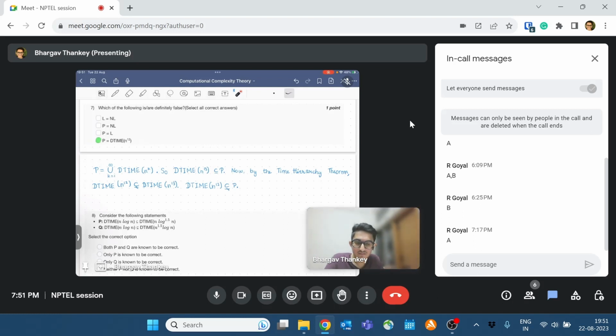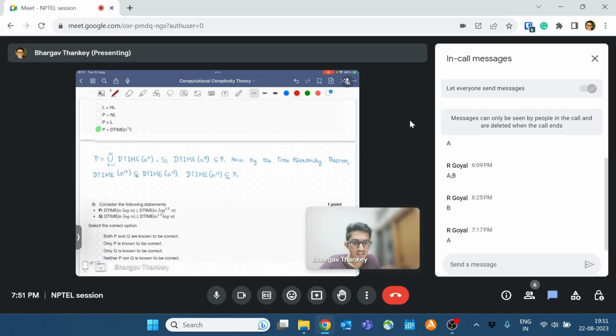Yes, but then the point will be that if 3-SAT is solvable with effort of the order of n raised to the power k, then all other NP class problems will get solved in the effort of the order of n raised to the power k plus iota, k plus epsilon.